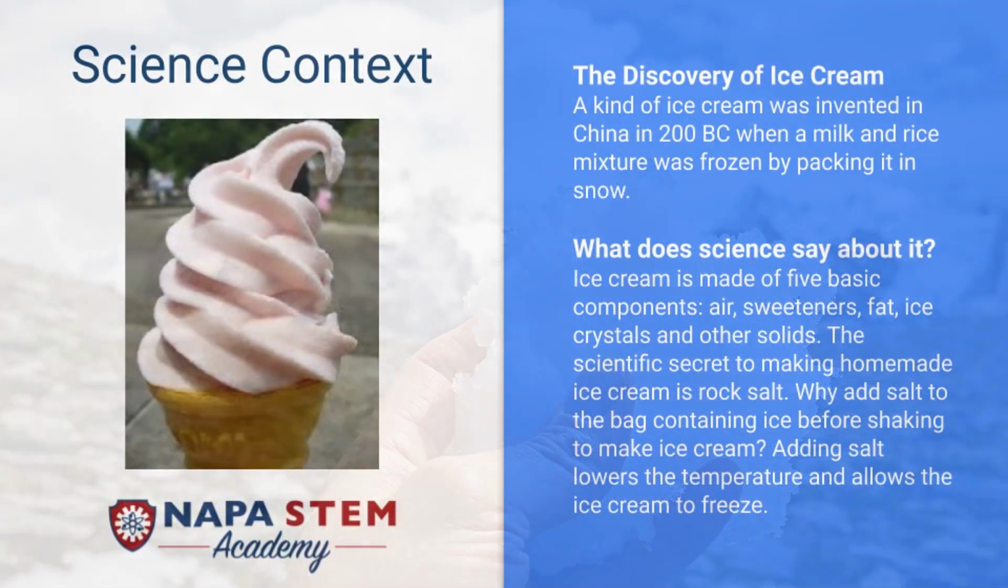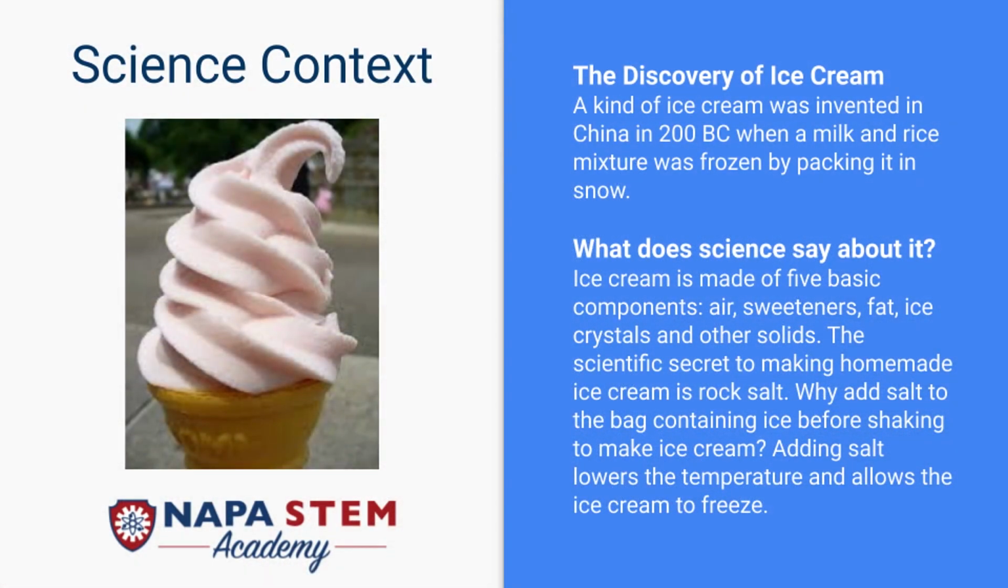When was ice cream discovered? A kind of ice cream was invented in China in 200 BC when a milk and rice mixture was frozen by packing it in snow. What does science say about ice cream?